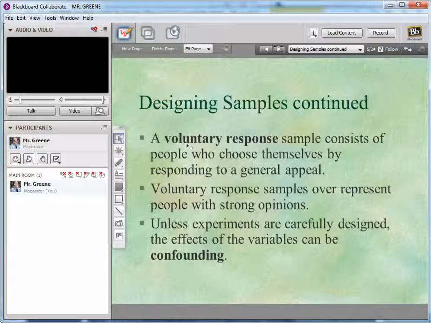What we call that is that voluntary response samples seem to overrepresent people that have strong opinions. Now, people who have strong opinions the other way would also respond to it. But the whole point is you're going to get strong opinions on either side, and people that are kind of, I don't care, aren't going to respond. Well, that's one of the things that we call a confounding variable. So unless you design your experiments very carefully, the effects of these variables can make your results be very, very weird. It's called a confounding variable when that occurs.